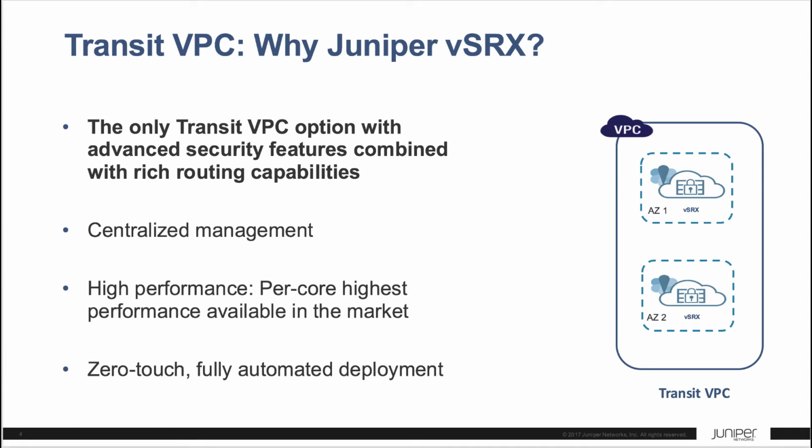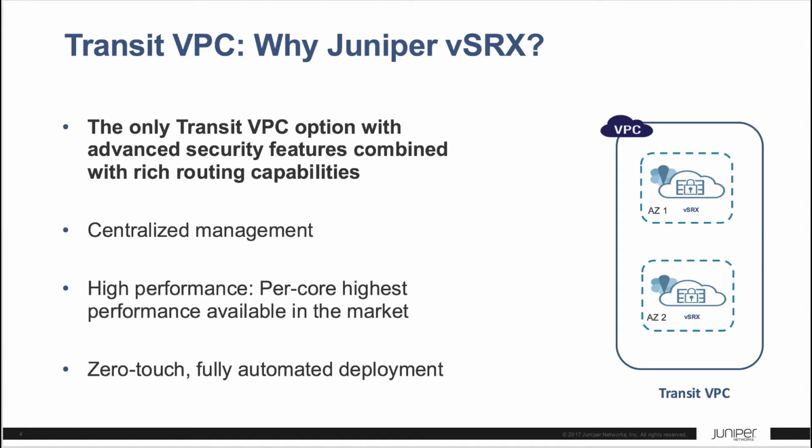Why should you deploy Juniper vSRX in Transit VPC? First of all, vSRX is the only Transit VPC option with both high-performance routing and advanced security features. It can support at least 128 virtual routing functions. vSRX can deliver next-generation firewall services such as IDS, IPS, App Firewall, and advanced threat prevention to the VPCs. Also, centralized management allows managing all security policies from a single console. Furthermore, it allows applying consistent policies across VPC and on-prem workloads.